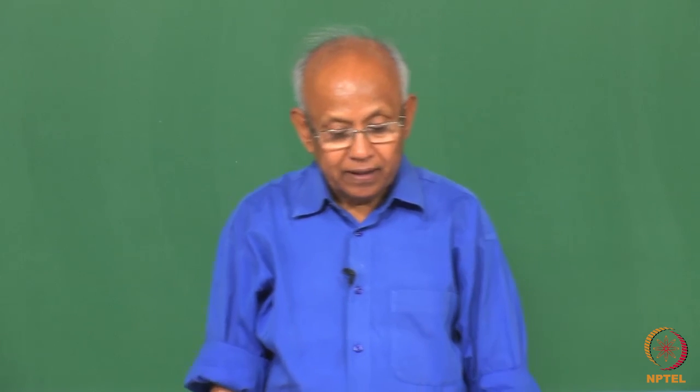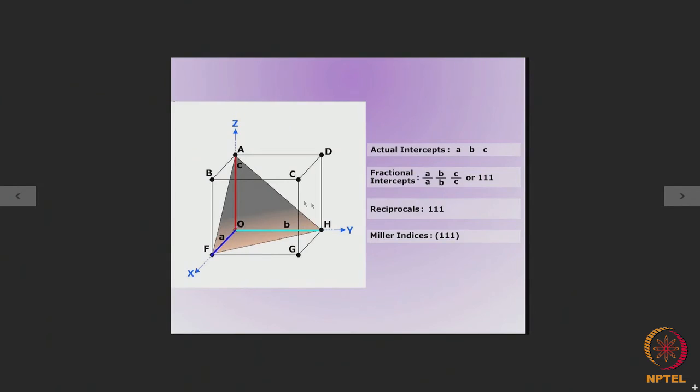Say, for example, we want to find out about this particular plane in the simple cubic unit cell. So, this is a plane which makes the actual intercepts on x at a distance a, makes an intercept of b on the y axis and an intercept of c on the z axis. So, the actual intercepts are a, b and c on the x, y and z axis respectively.